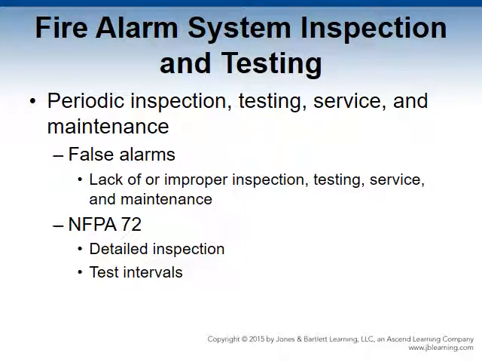Periodic inspections, testing, service, and maintenance. Many false alarms are due to improper inspection, testing, service, and maintenance. Fire alarm systems must be inspected, tested, serviced, and maintained just as frequently, if not more so, as other building systems, such as the electrical, plumbing, and mechanical. NFPA 72 provides detailed inspection and testing intervals for all fire alarm system components. It includes task-specific information to indicate the minimum acceptable level of system recertification. This includes visual inspection as well as functional testing. Inspection and testing intervals vary for the different devices and components, but range from weekly to annually.